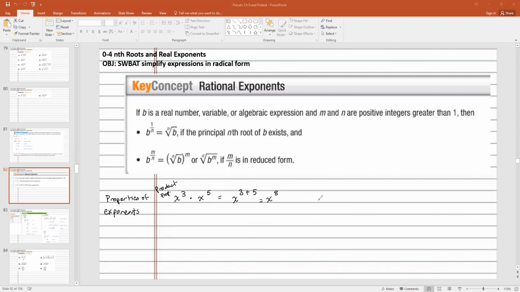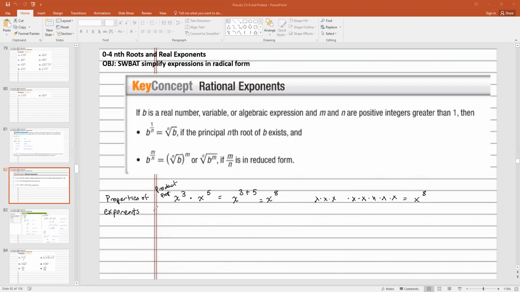If you want to see why, x cubed is x times x times x, and x to the 5th is x times x times x times x times x. How many x's do you have multiplying all together? 8. So that's where that comes from. Nobody wants to write them all out, so just add the exponents.